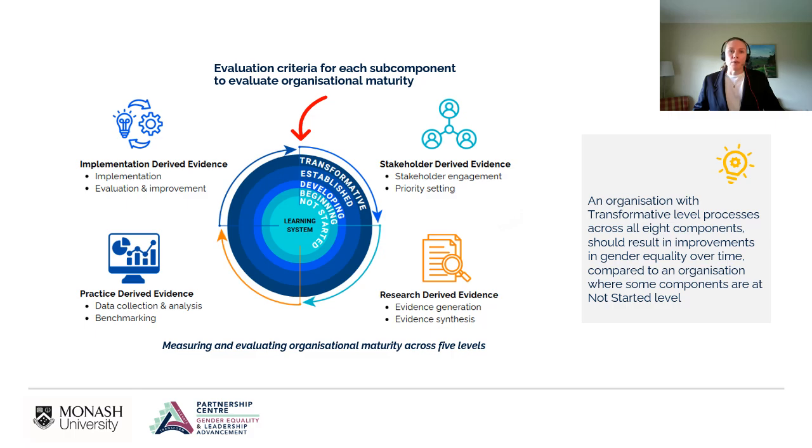To evaluate organisational maturity, each of these subcomponents has an associated set of evaluation criteria across 5 maturity levels. You can see those beginning from the inner part of that circle, from not started to beginning, developing, established, and then transformative. An organisation that demonstrates transformative level processes across all 8 components would result in improvements in gender equality over time, compared to an organisation where some of the components may be not started or at beginning levels.